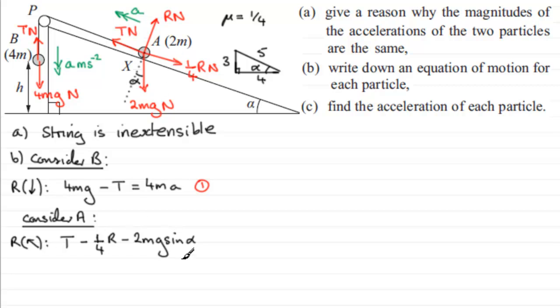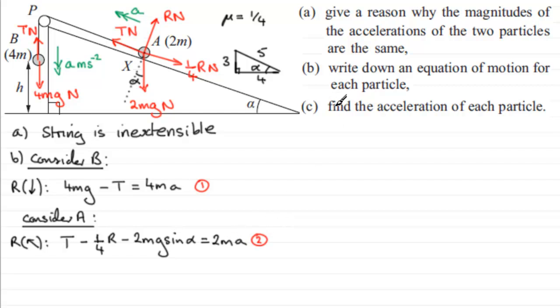So this is the overall force acting on A, and this resultant force is equal to the mass times the acceleration. And the mass is 2m, and the acceleration is a. So that's our second equation of motion. We'll number that number 2. Okay? Now, as far as I can see, that is essentially part B done.